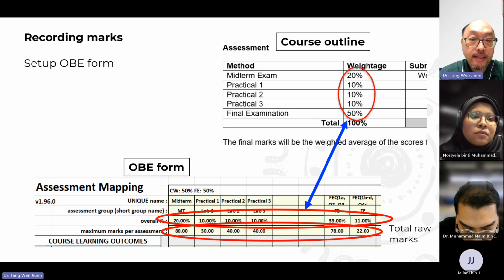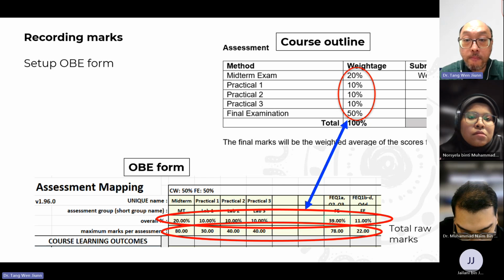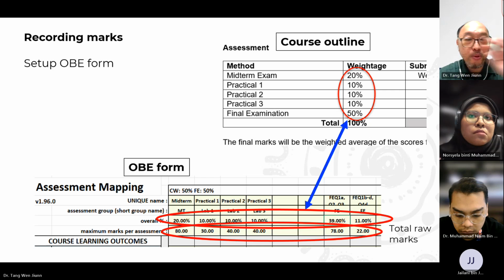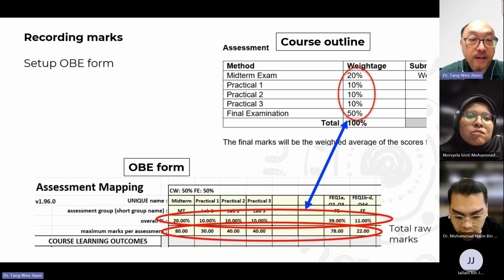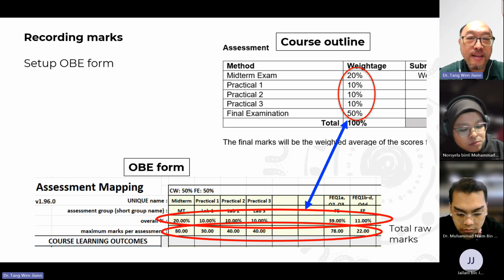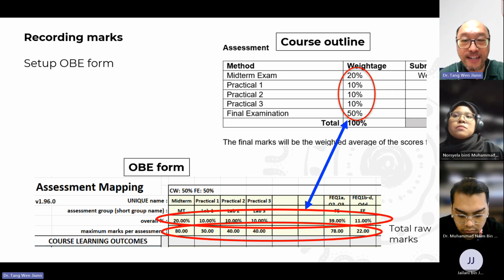Then this percentage, we have to map in the OBE forms. I believe you all have been briefed about the OBE form, so you can start to put in the information. If you are not aware of the OBE form, you can ask your PL or ADH, so that you can prepare it now, not until after the exam.